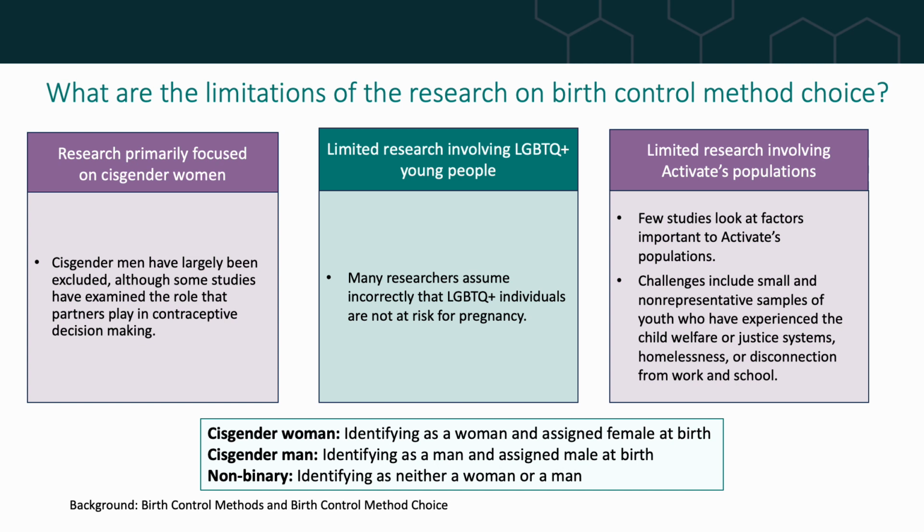Comparatively few studies have looked at the factors that are most important to the birth control choices of Activate's population: young people who have experienced the child welfare or justice system, homelessness, or disconnection from work and school. When the birth control choices of these young people have been studied, the samples were small and non-representative. Hence, the findings may not be generalizable to the larger population.